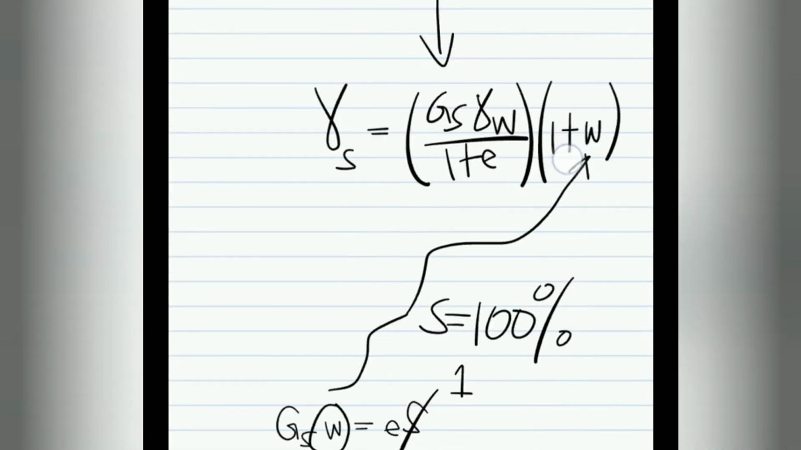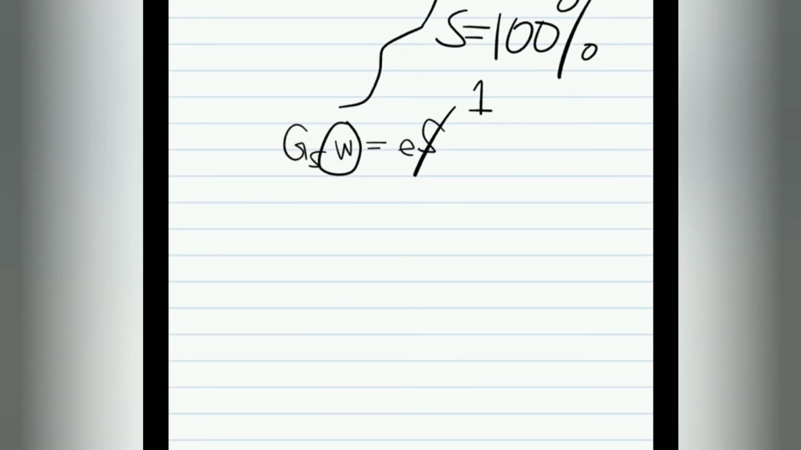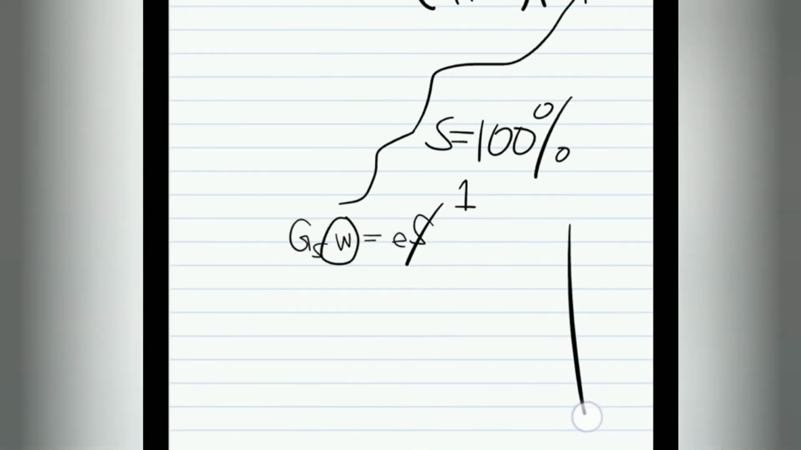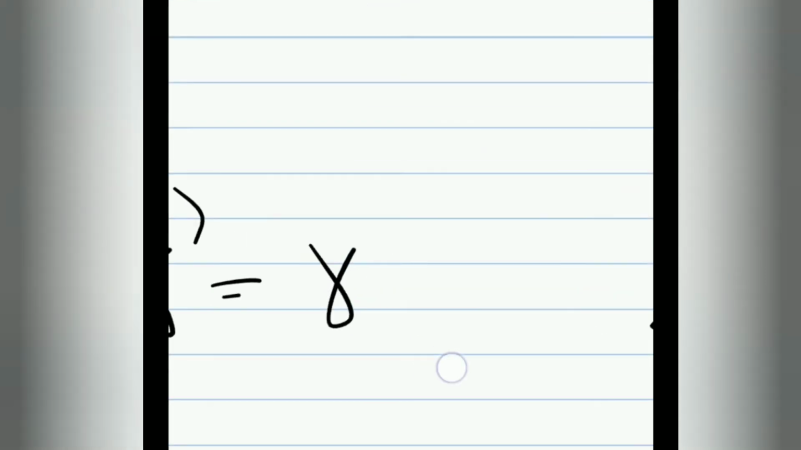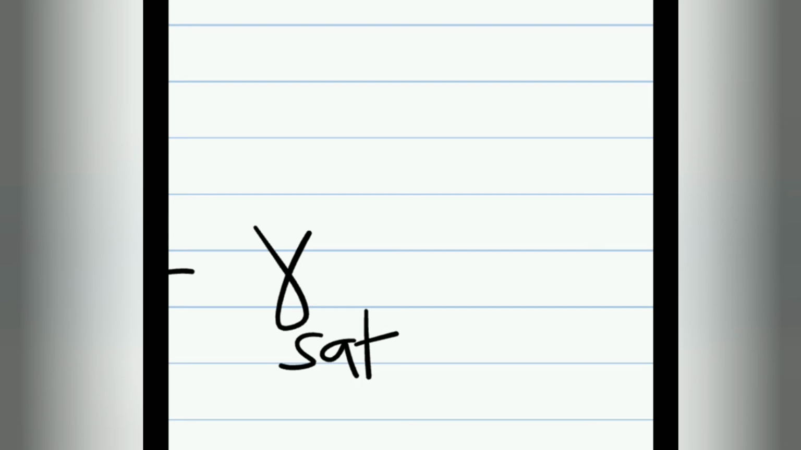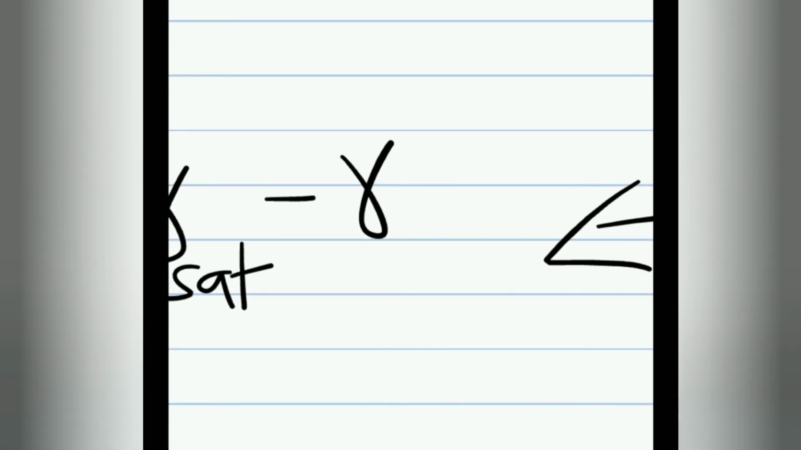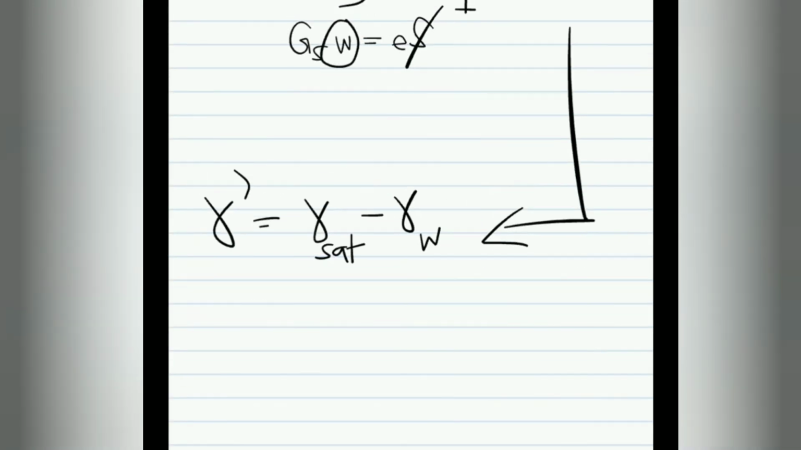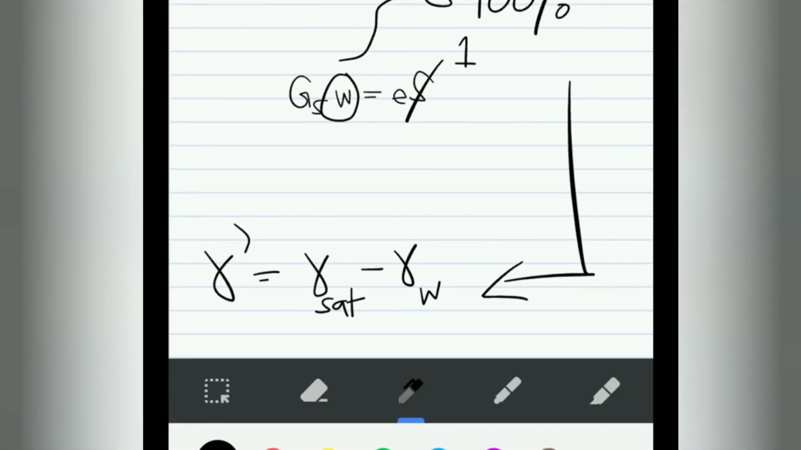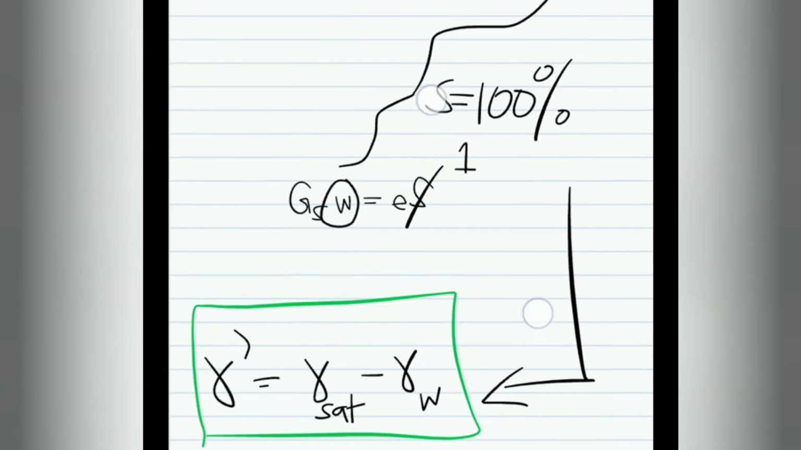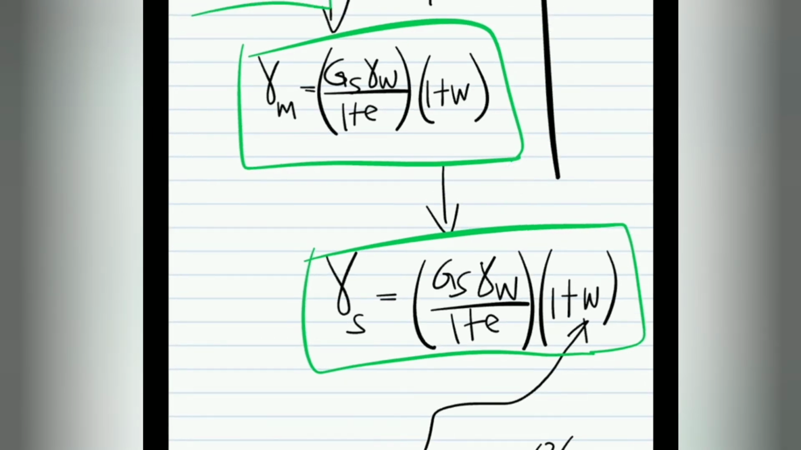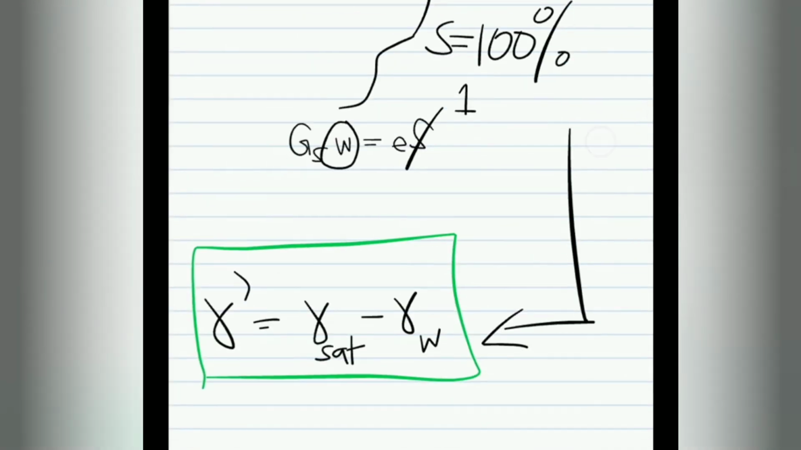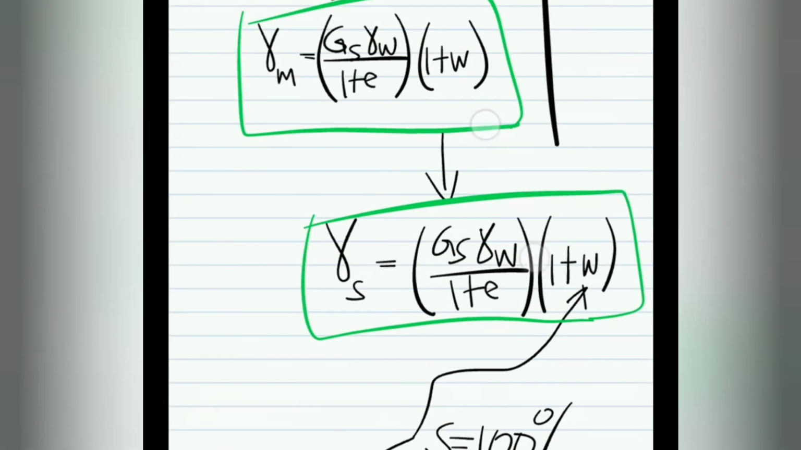Now, for the submerged, this is the only difference. For submerged, you still have the formula. This is the notation for submerged. It's just gamma saturated, the unit weight when it's saturated, minus the unit weight of water. That's it. These are the formulas you can use or wish to memorize in dealing with soil properties and soil mechanics, because these formulas are very important, especially in board exams.